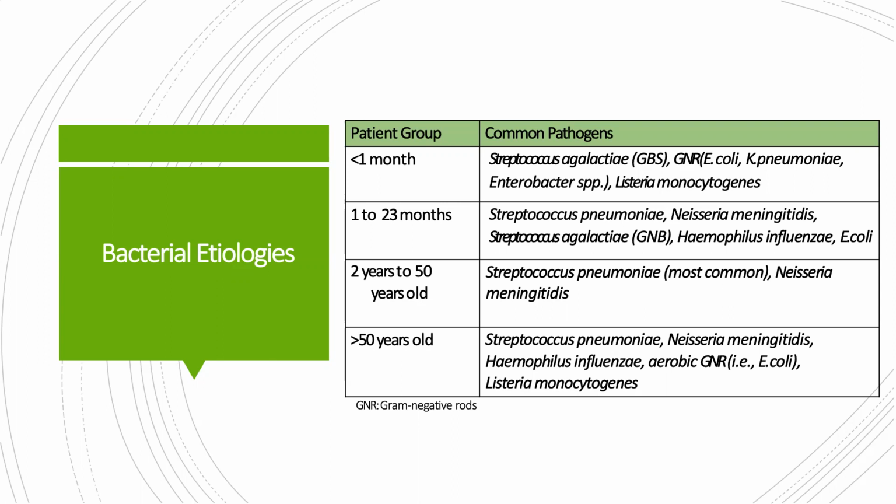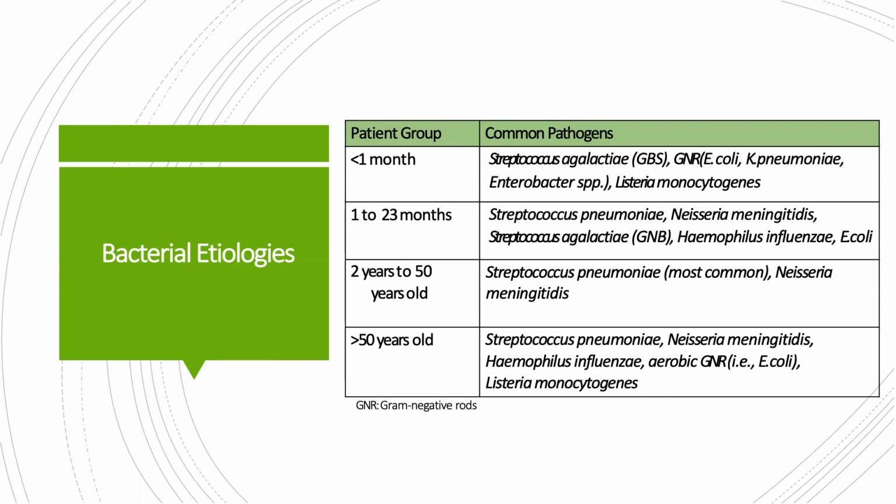And then as we go to 2 years to 50 years old, we can see strep pneumoniae and then Neisseria meningitidis. These will be our most likely pathogens. One thing that I want you guys to remember is that with strep pneumoniae and meningitidis, we do have vaccines against these, meaning that these are vaccine preventable pathogens. Same with H. influenzae, vaccine preventable pathogens. Remember to keep that in mind.